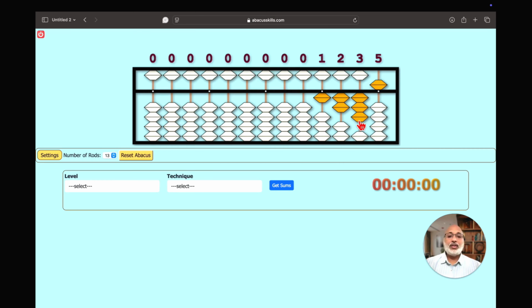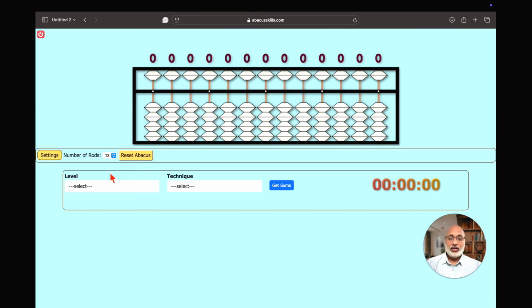For doing subtraction, you just click the bead, it will move downwards. If you click the bead, it will move upwards. Like this you can do. And to clear the abacus, you don't need to click each and every bead. You just click the reset abacus button. So it will make the abacus clear.